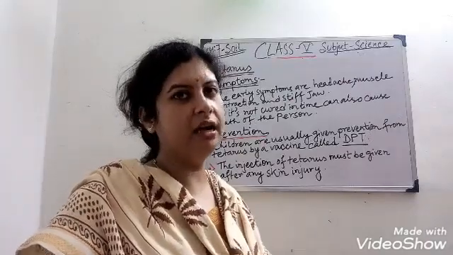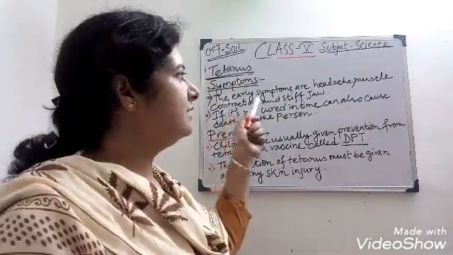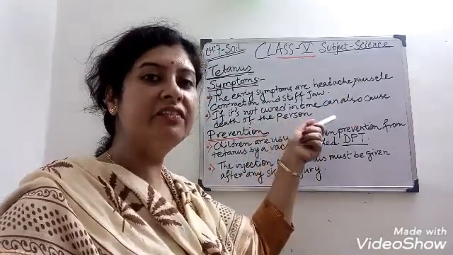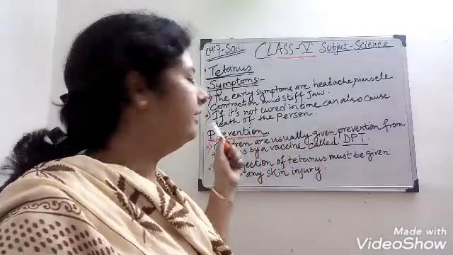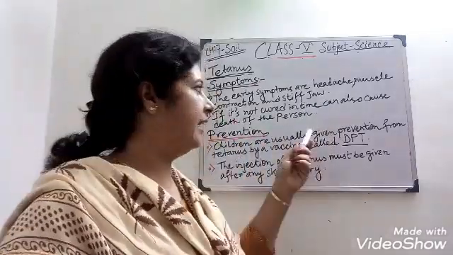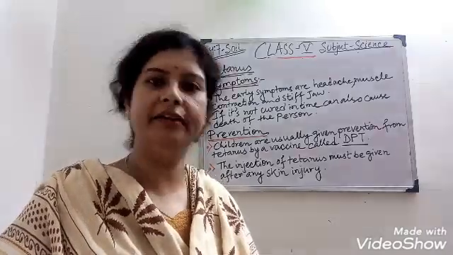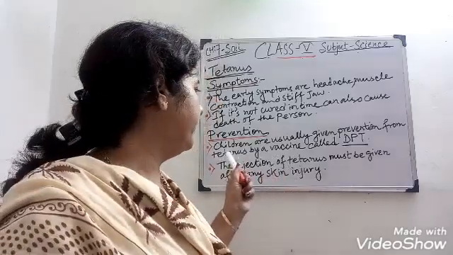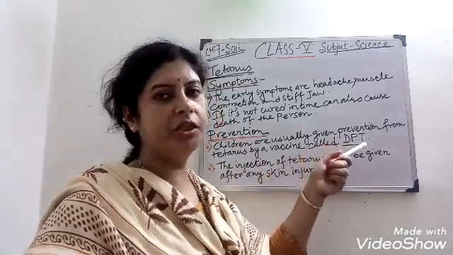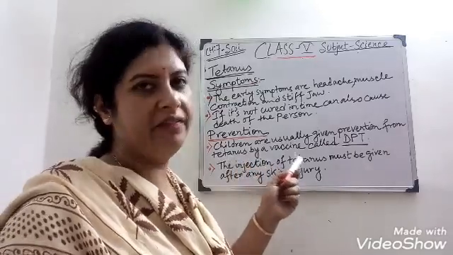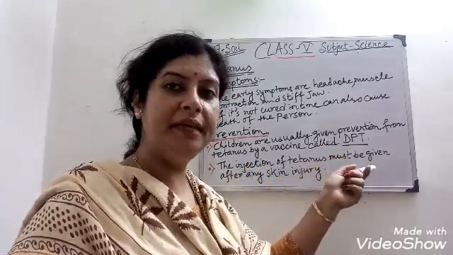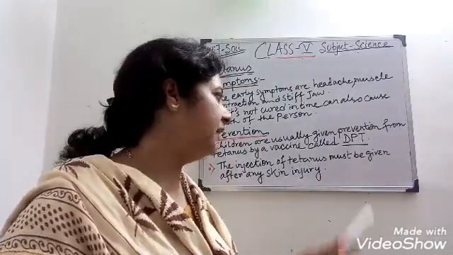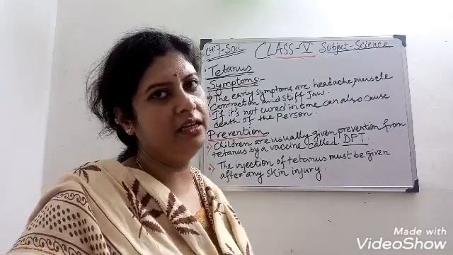Now the symptoms. The early symptoms are headache, muscle contraction and stiff jaw. And if it is not cured in time, it can also lead to death of that person. Now the prevention. Children are usually given protection from tetanus by a vaccine called DPT. And an injection for tetanus must be given after any skin injuries.